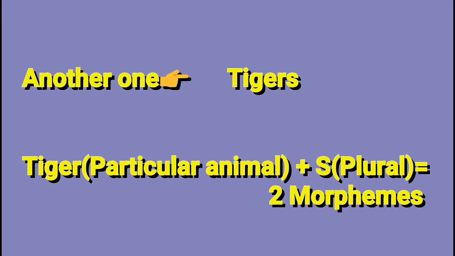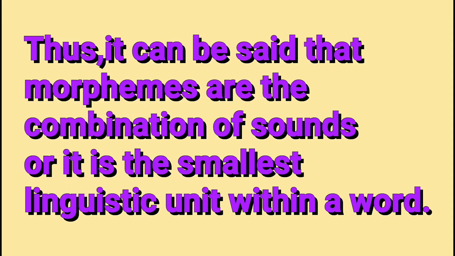Another one, tigers. How many morphemes are there in this word? Let's count them. Tiger, S. Tiger is a particular animal here, and S refers to plural. So there are altogether 2 morphemes in this word. Thus, it can be said that a morpheme is a combination of sounds, or the smallest linguistic unit within a word.